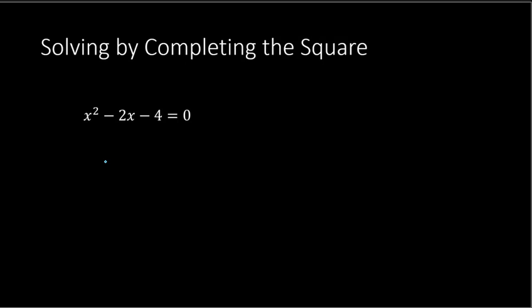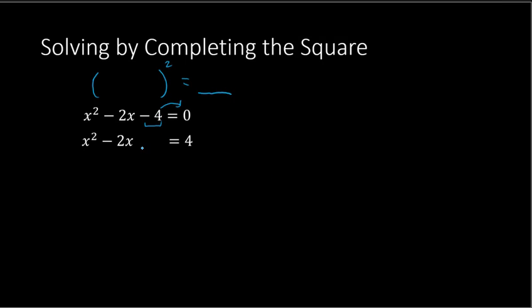So completing the square, what we do is we're trying to force this left side to become a perfect square trinomial, so that we have something in parentheses squared equaling a number over here on the right side. So to make this work, what we do is we need to bring this constant term of negative 4 to the right side. We do that by adding. So now we have x squared minus 2x on the left, and then positive 4 on the right.